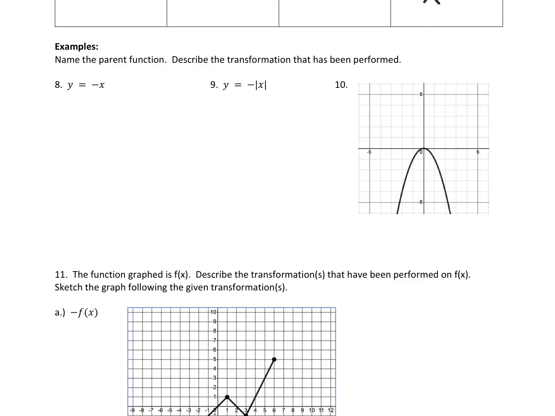Okay, your first one, if you were confused on how to figure out the parent function, it's not quadratic, because quadratics have a squared. It's not absolute value, because that has the bars, so that only leaves you with constant and linear. Which one is it?